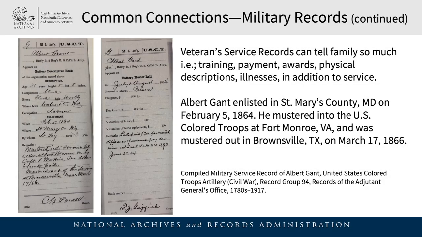One of the records we like to pull out and talk about in our education programs is that of Albert Gant, a formerly enslaved person in St. Mary's County, Maryland. Albert actually ended up joining the U.S. Colored Troops in 1864, and his veteran service record tells us that he traveled far from his original home, all over the South, and ended up mustering out of service in Texas 2 years later.